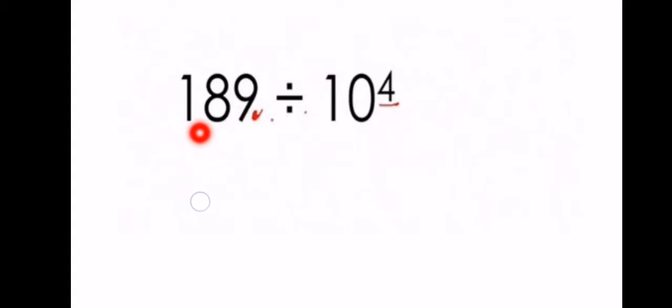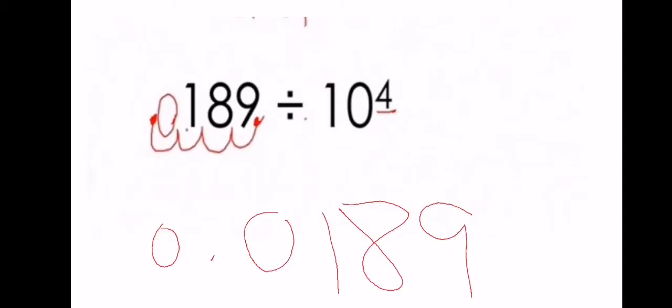Here is my decimal, then I should move it to which direction? To the left. How many places? 4. So 1, 2, 3. How can I make one more? Yes, I should add one more 0, then move it. So the answer will be 0.0189.